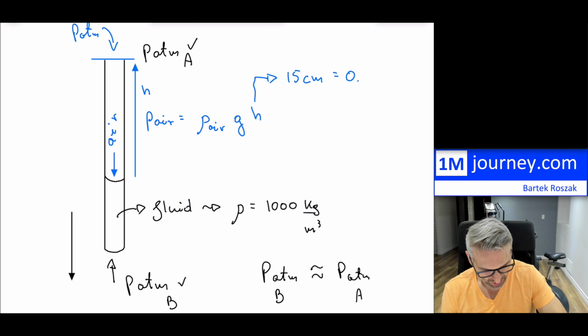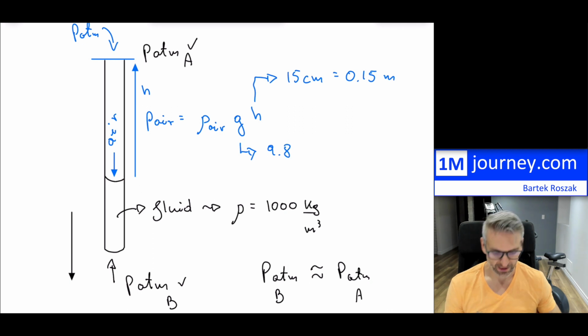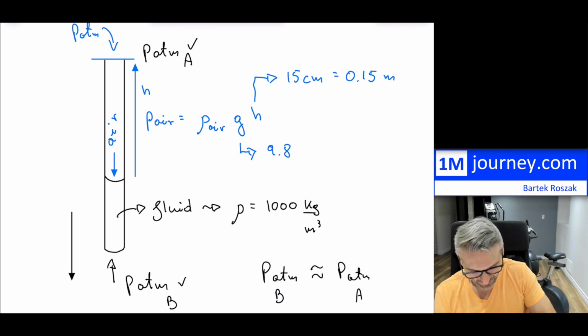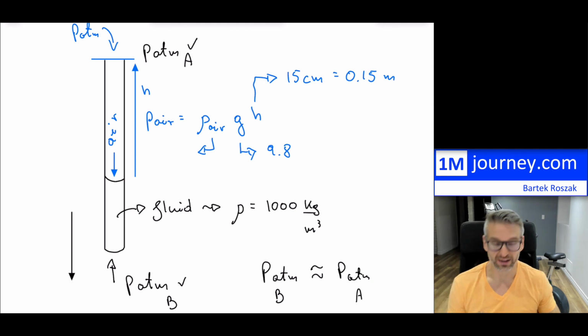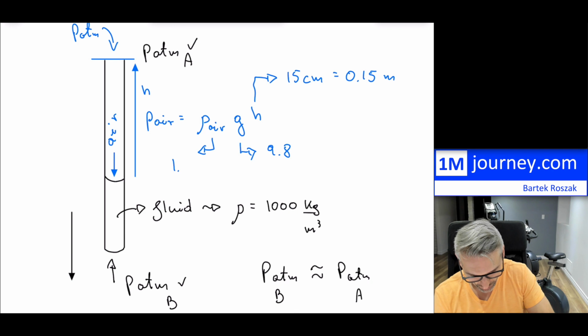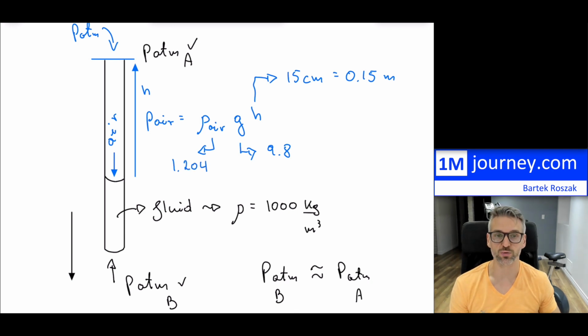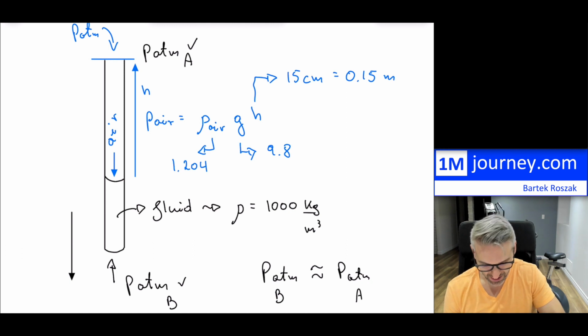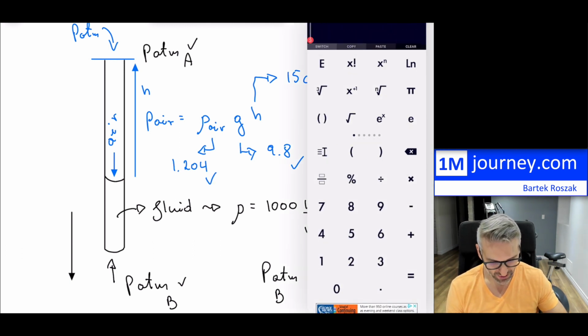So this is just nothing else but 0.15 meters. So it's minuscule. This is just 9.8, meters per second squared. And the density of the air at approximately 1 atmosphere is 1.204 kilograms per meter cubed. So if you multiply these three, you're going to get almost nothing, right?